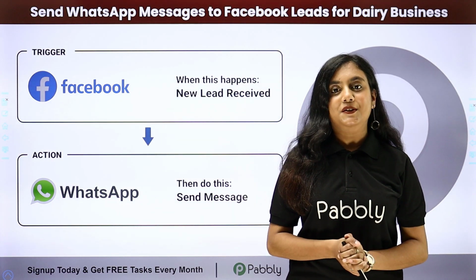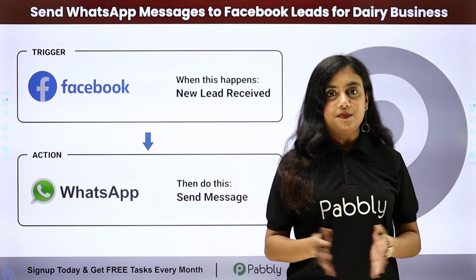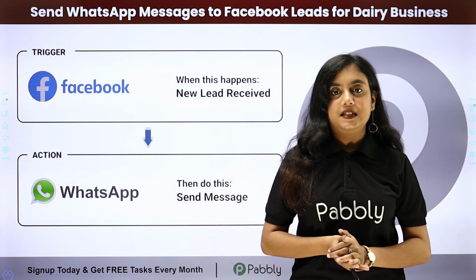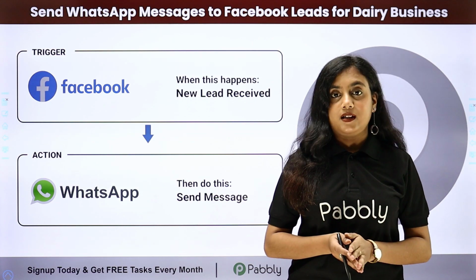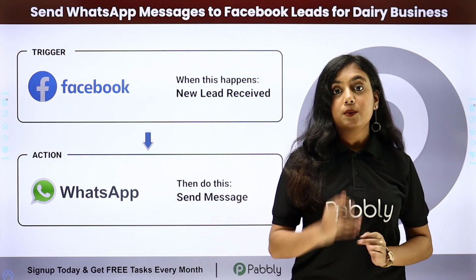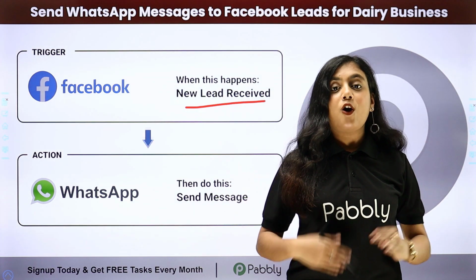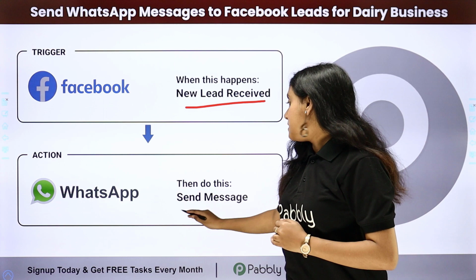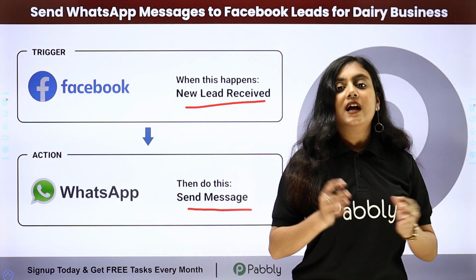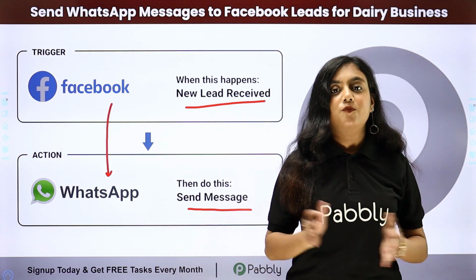In this video, we're going to learn how to send WhatsApp messages to Facebook leads for a dairy business. So I am an owner of a dairy business, that is Humble Cows Dairy, and I am promoting my business with the help of Facebook lead ads. What I want is, every time a new lead is generated with the help of Facebook lead ads, automatically a WhatsApp message should be forwarded to the lead. For that, we need to create an automation between Facebook lead ads and WhatsApp with the help of Pabbly Connect.